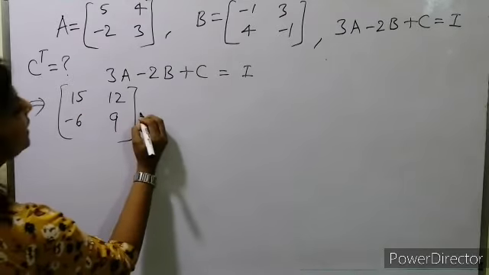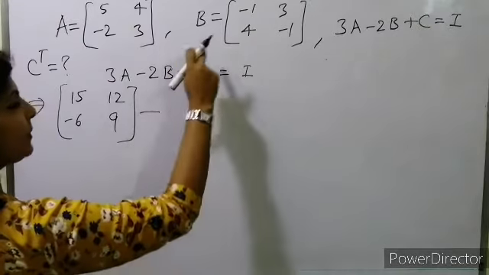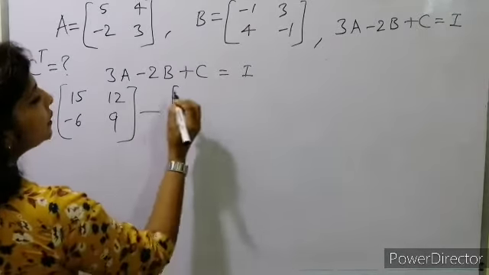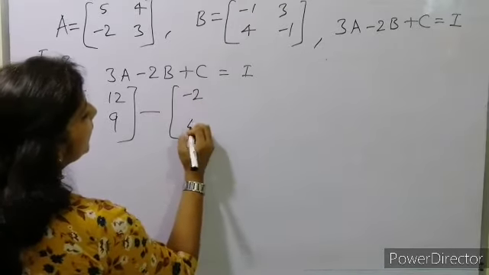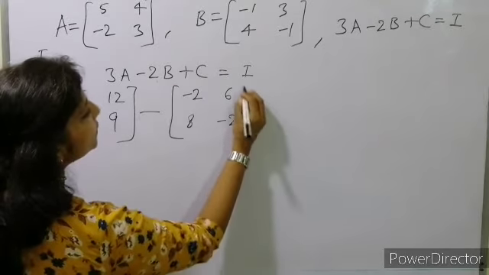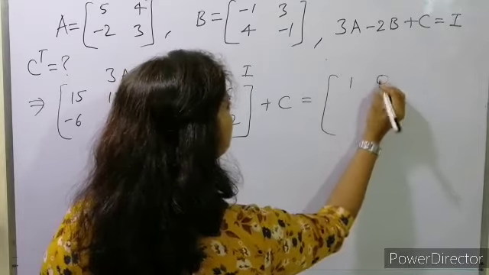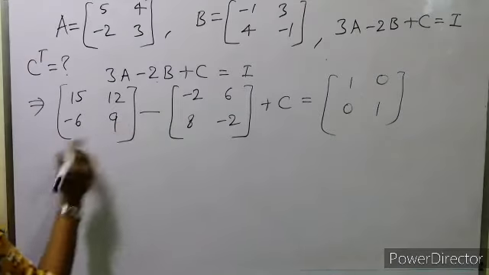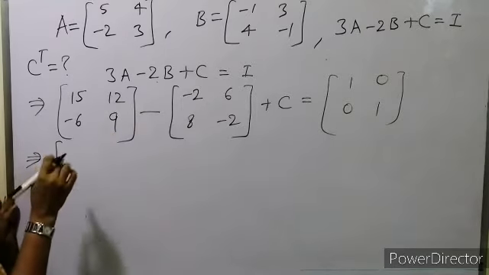Now minus 2B. 2 is a scalar number and B is a matrix, so we'll multiply 2 with all the elements of matrix B. So we get 2 into minus 1 is minus 2, 2 into 4 is 8, 2 into 3 is 6, and 2 into minus 1 is minus 2. Plus C is equal to I, the identity matrix 1 0 0 1. Now what we have to do is subtract these. We'll do this one.